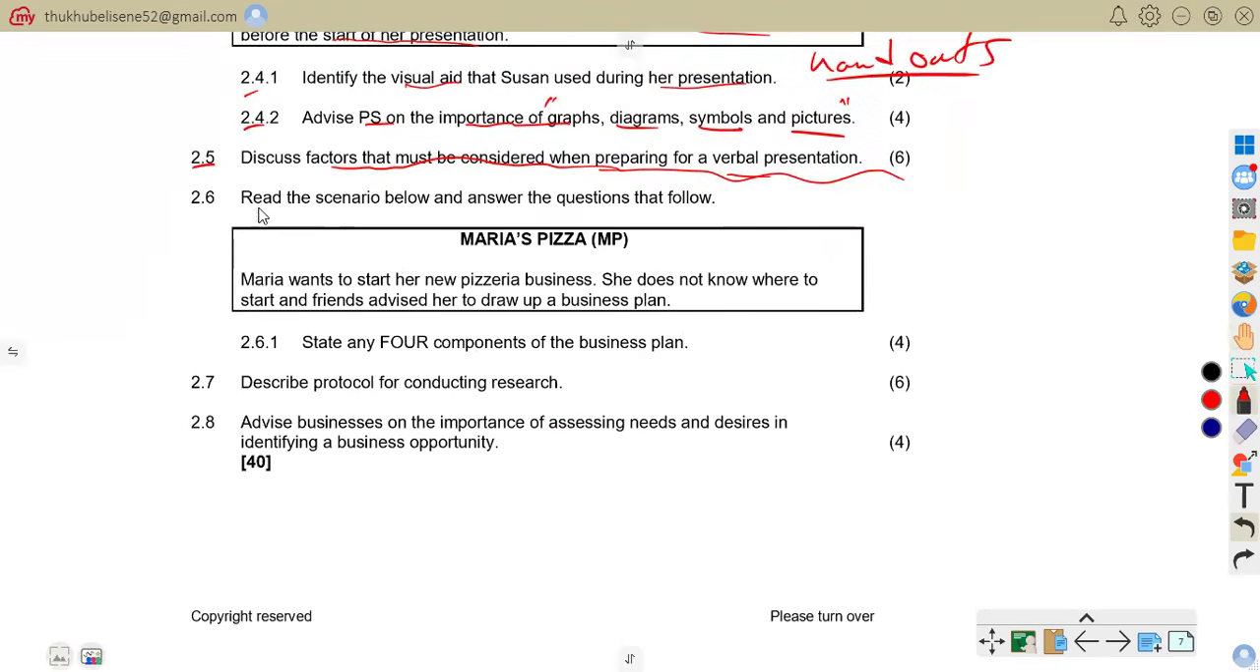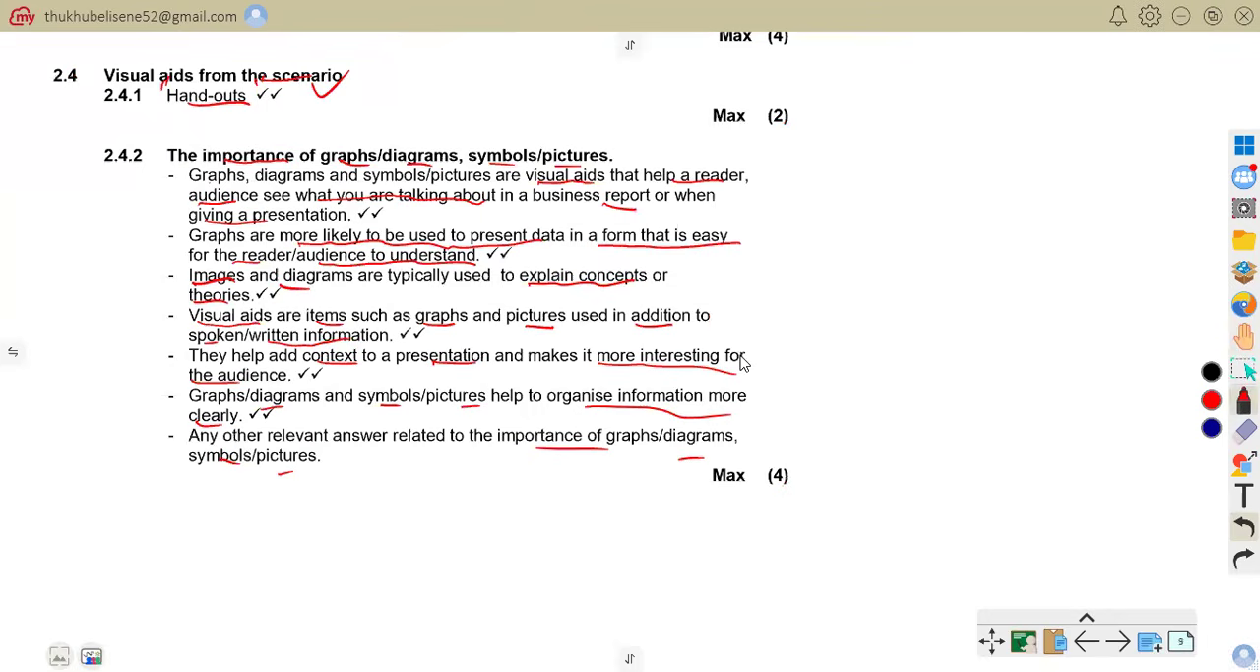2.6 reads as follows: Read the scenario below and answer the questions that follow. Maria Pisa, MP. Maria wants to start a new pizza business. She does not know where to start, and friends advise her to draw up a business plan. The first question after this scenario is 2.6.1: State any four components of a business plan. Let us attend to that question.